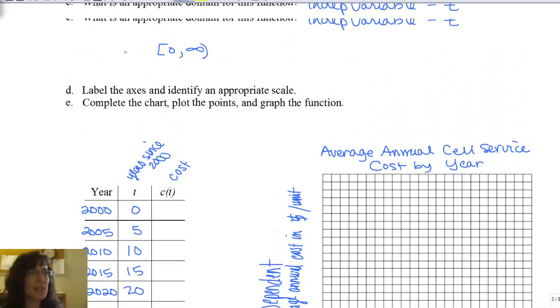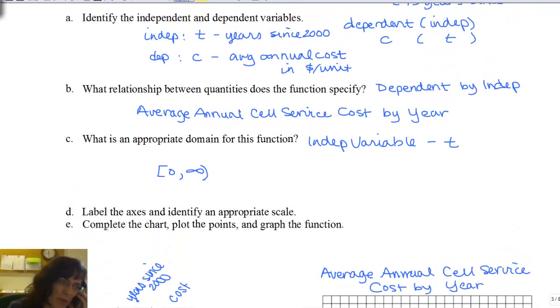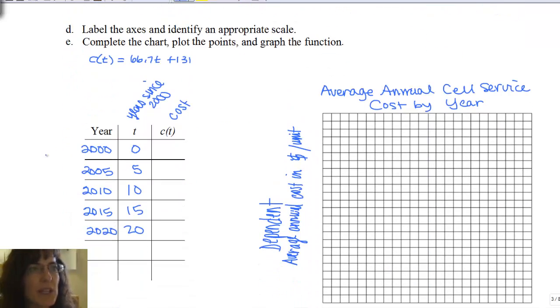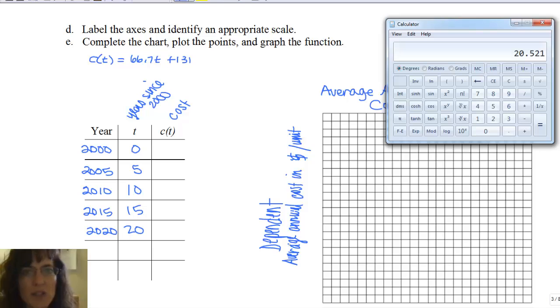So when I take this function, let's see if I can write it, 66.7t plus 131. There's my C of t function, and I plug in these values for it. Then I can start seeing what my graph is going to look like. So I have 66.7 times my first t, which is 0, and I get 0. That doesn't surprise me. And add 131. Again, no surprise, I should have a 131 there.